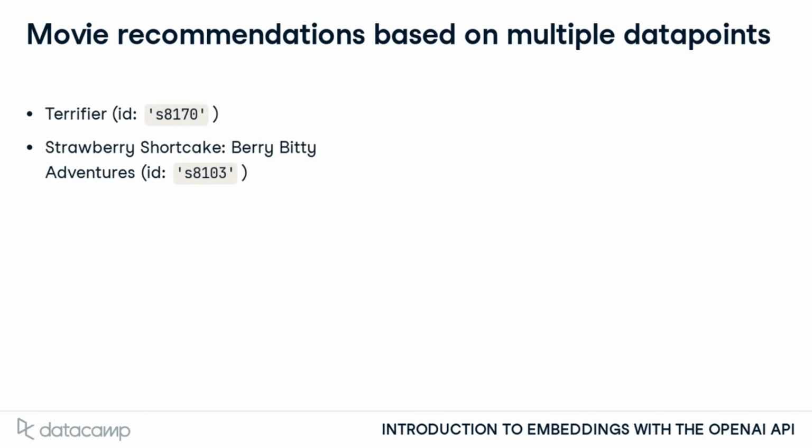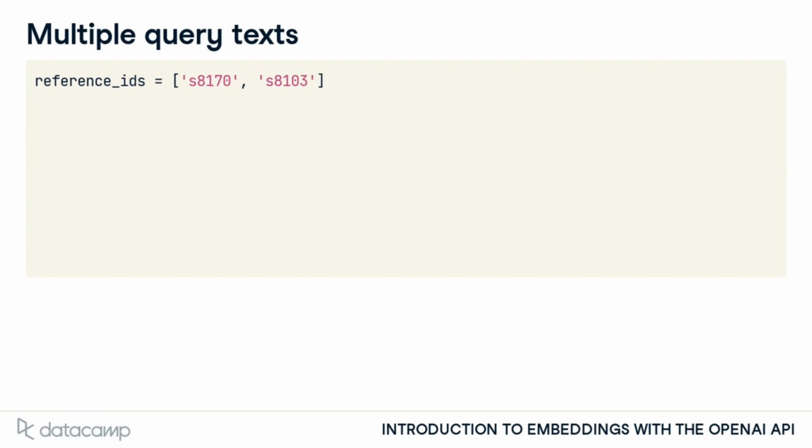will recommend movies related to other titles that a user has seen. Let's assume a user has seen Terrifier, which is a horror film, and Strawberry Shortcake Berry Bitty Adventures, a kids' TV show. It's an odd combination, but hopefully it will help differentiate the recommendations. Similarly to our previous implementation, we'll use the embedded text of the reference items as queries.